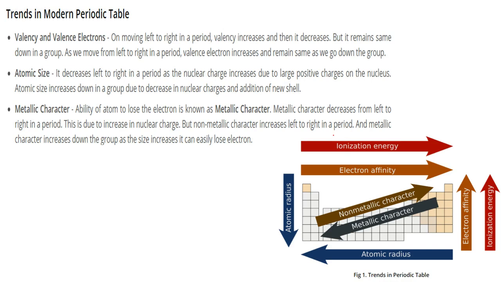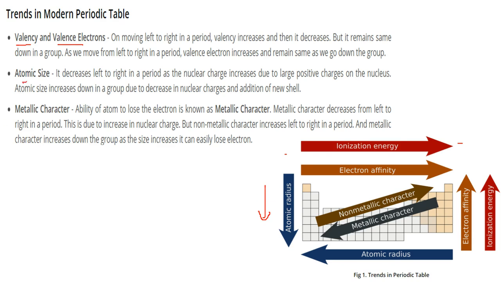What are the trends in the modern periodic table? If we see the valence or valency of the electrons, that means the outermost orbit, how it will combine with others, whether it is going to make an ionic or covalent bond. If we move from left to right in a period, the valency would increase and then it will decrease, but it remains the same if you go downwards in a group. As we move left to right in a period, valence electrons increase, and they remain the same as we go down the group.